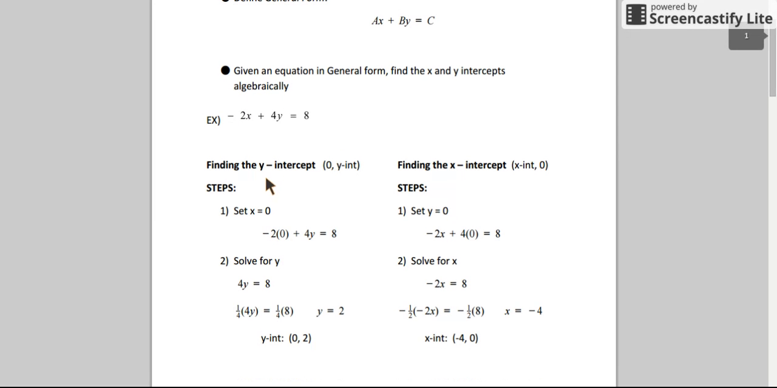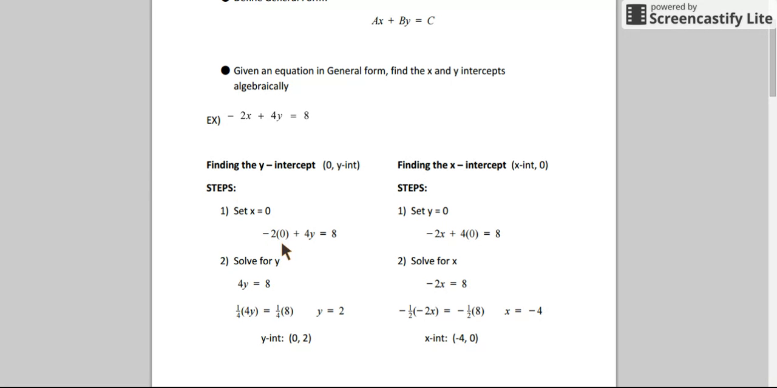To find the y-intercept, we learned in previous lessons that the x value is always 0 if I'm on the y-axis. So I can use that to my advantage. I can set my x variable equal to 0 because if I know that I want to find a y-intercept, my x value will always be 0. So set your x variable equal to 0.